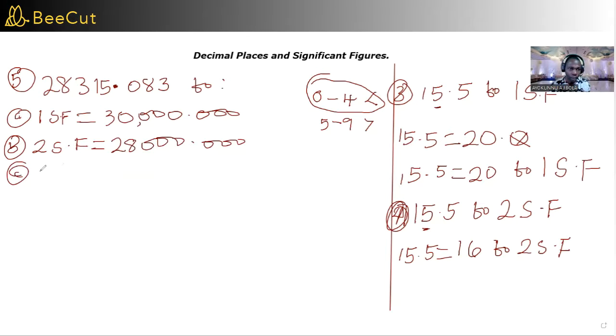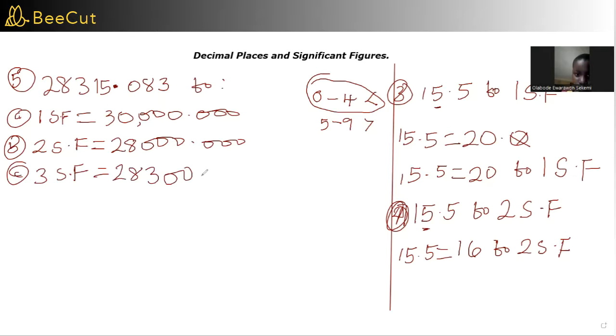So let's consider the third one. Let's say you want to round it up to 3 significant figures. So here now the third figure is 3, and the next figure cannot affect it. So we have 28,300, but all those points are not needed. So let's assume you want to round it up to 4 significant figures.